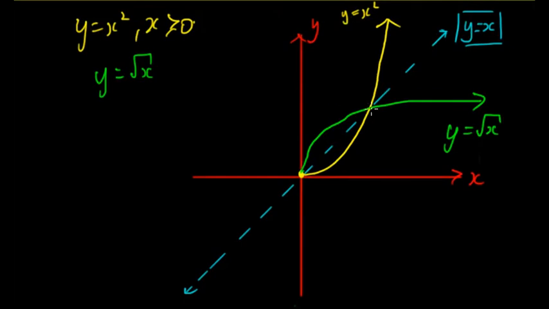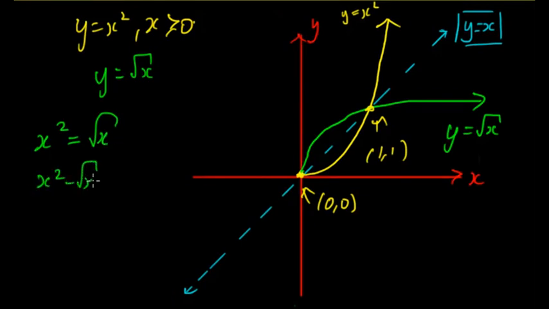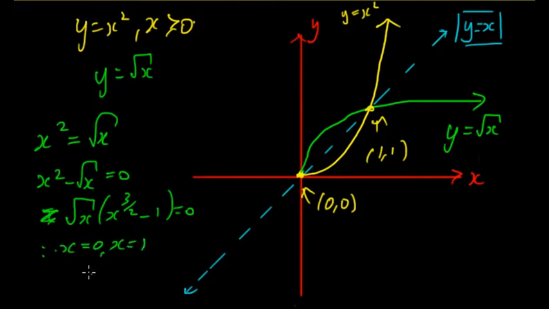And then there are the 2 points here. The first point here is (0, 0). The second point is (1, 1). So we can calculate that by going x squared is equal to the square root of x, and then solving. You could subtract it to the other side: x squared minus the square root of x is equal to 0. Then you can take the square root of x out: square root of x times (x to the 3/2 minus 1) is equal to 0. Therefore x is equal to 0, x is equal to 1. And then you can sub it back in and you find that y is equal to 0, y is equal to 1.